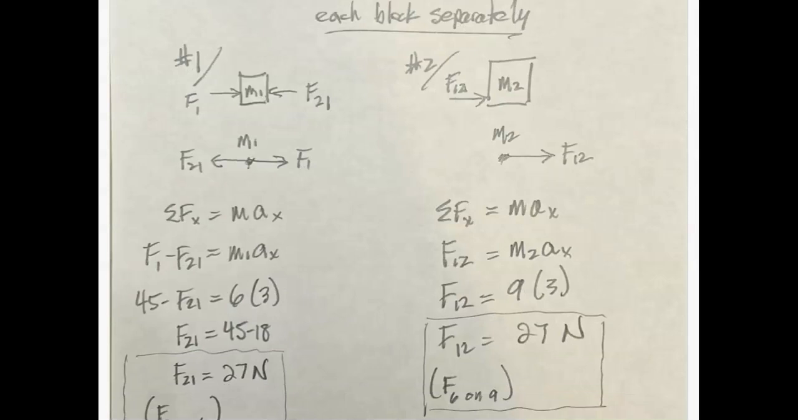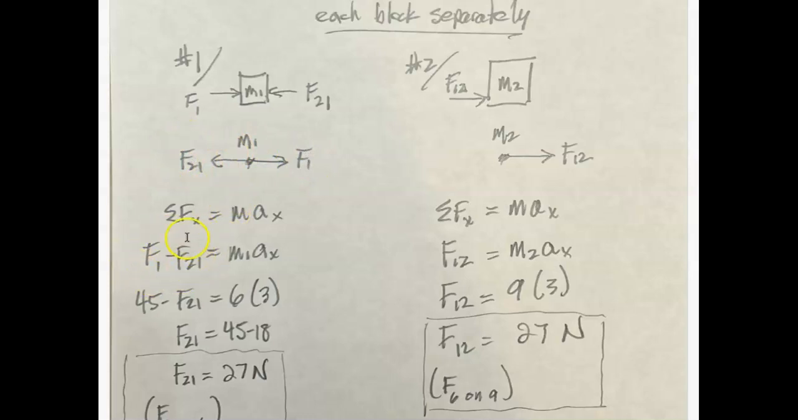So I'm showing you here, block number 1 has the 45 newtons pushing from the left, and then block 2 pushing back on block 1 is my force on the right side of block 1, and I call it F21 for the force of 2 on 1, which is the same as 9 on 6. Okay, so the sum of the forces then, assuming to the right is the positive direction, F1 will be positive and F2 on 1 will be negative.